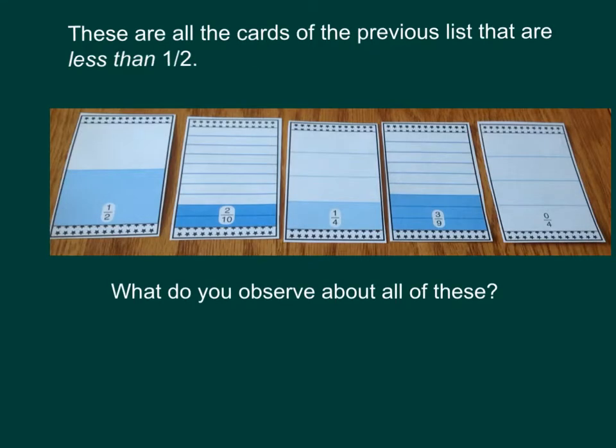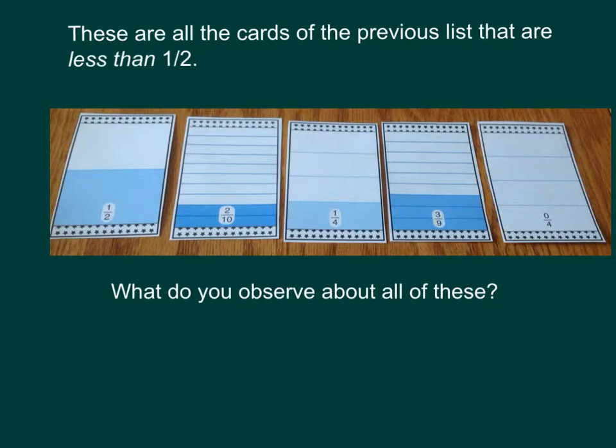Here are all the cards from that list that are less than 1/2. And I placed the 1/2 card here so you could see: 2/10, 1/4, 3/9, and 0/4. So, what do you observe about all these cards? One thing that hopefully you can observe is that all these cards' numerator, which is the top number, is less than half of the bottom number, which is the denominator.